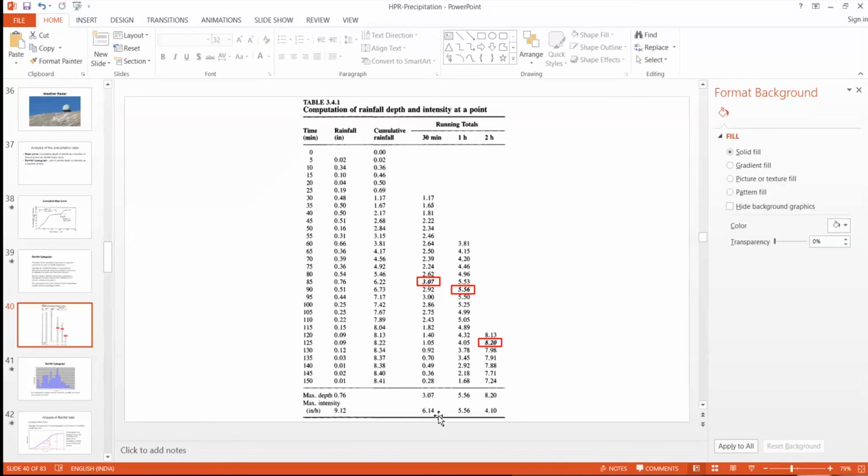So you can see that the maximum rainfall intensity is 6.14. Look at this figure.